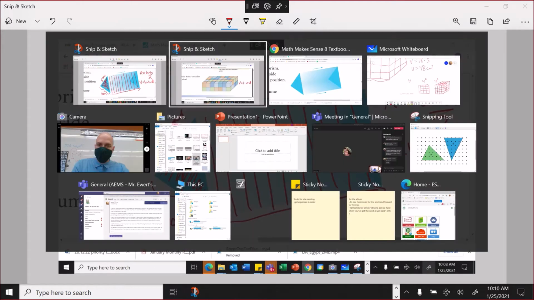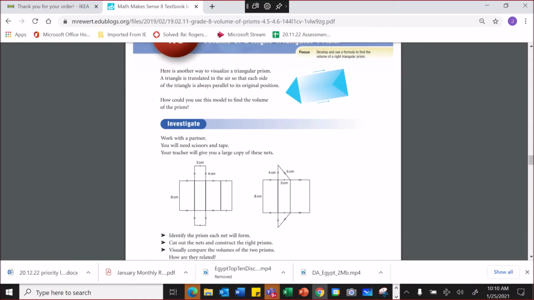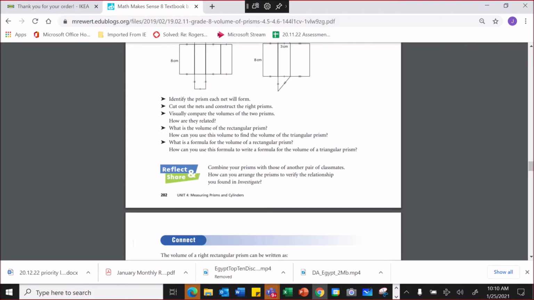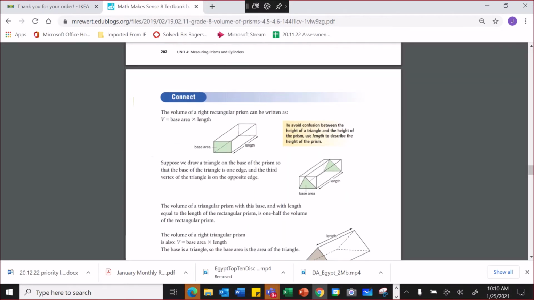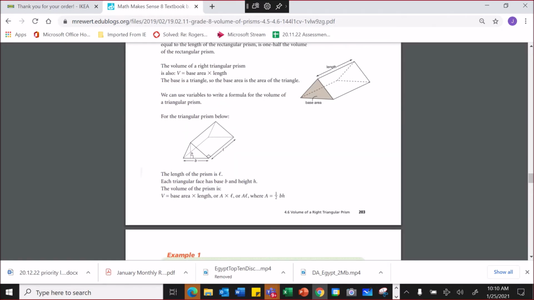So let's take a look back into our assignment. It gives you that flattened out piece, and you have to imagine once again that it's all put together to find the area. Here we have an example where you go base times height divided by 2 times the length. So let's look for the formula that it's going to give you right here.